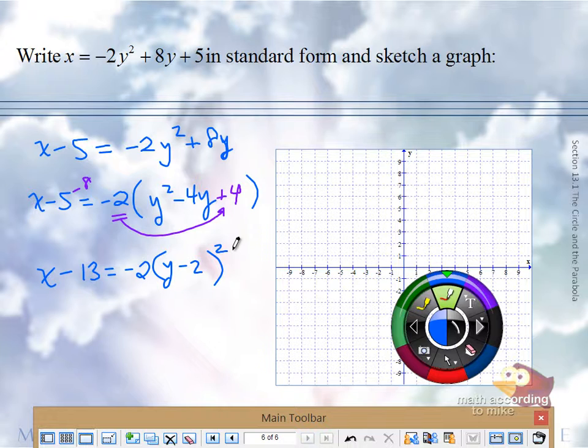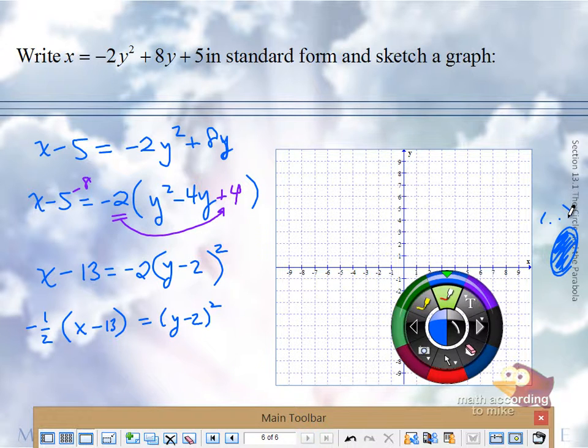Okay? For our purposes, we like the squared term to have a coefficient of a 1. So how do I get rid of that negative 2? We'll divide both sides by negative 2. We won't sketch this guy's graph because if you realize h is 13, and that is way off the charts there. So the graph is way over here somewhere.